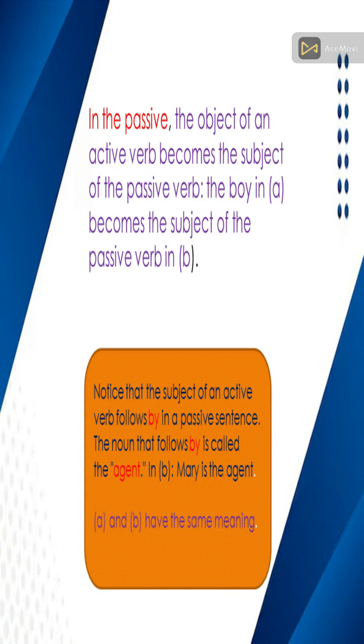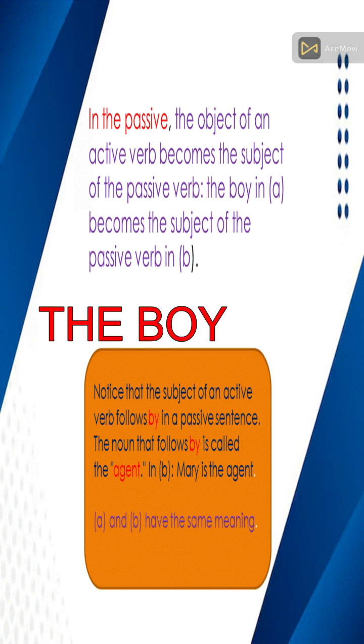In the passive voice, the object of an active verb becomes the subject of the passive verb. يعني الobject, what do you mean? The object in the first sentence was the boy, but the boy becomes the subject of the passive. We start with it. The boy in A becomes the subject of the passive verb in B.